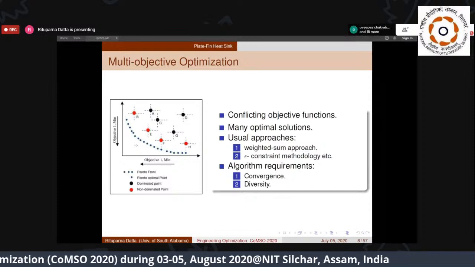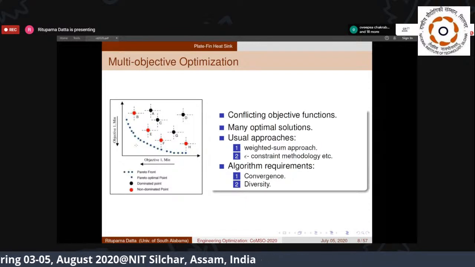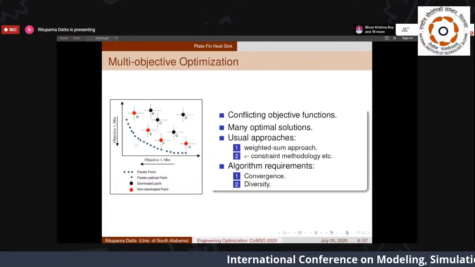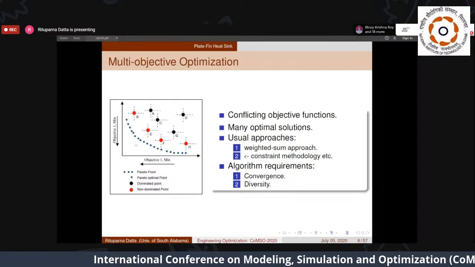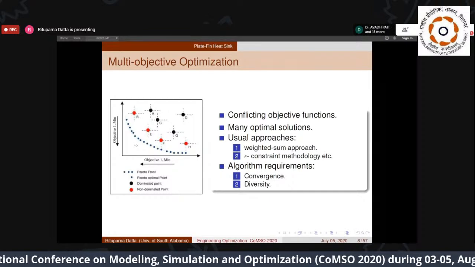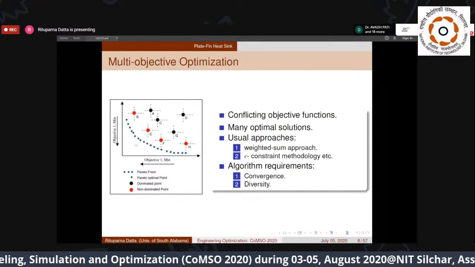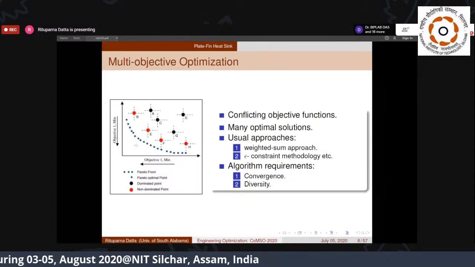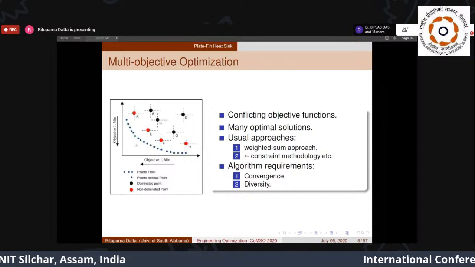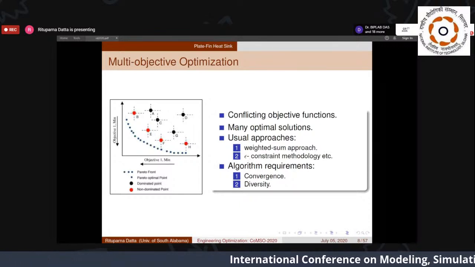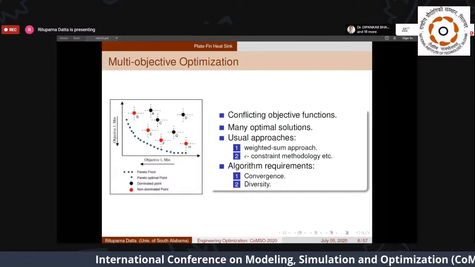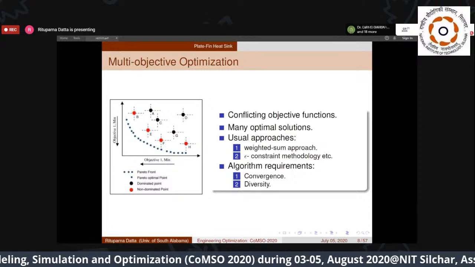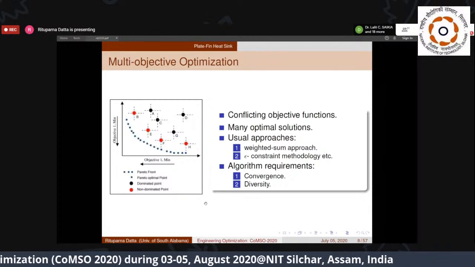And one usual approach to solve this kind of problem is called the weighted sum approach, in which we put some weight on each objective function. Let's say if I have two, the weights could be 0.5, 0.5. It means I am giving them equal importance, rather than 0.25, 0.75. An infinite number of combinations is possible. And then we have another methodology called the epsilon constraint methodology, in which I convert one of the objective functions into a constraint and then solve it as a single objective optimization problem.